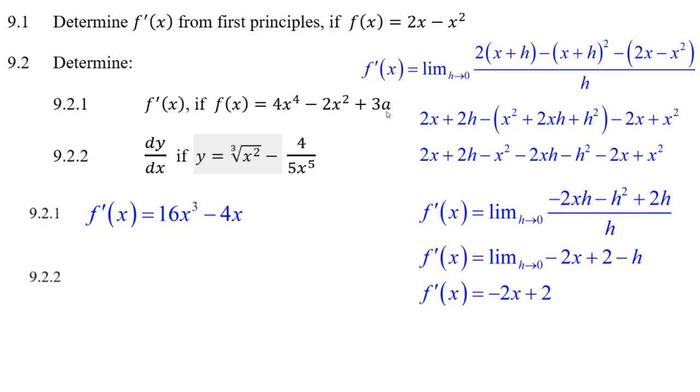Now, 3a, when you find the derivative, you're finding it with respect to x. So any other letters, just treat them as constants, and that means the derivative is 0. So there's nothing there at all. That's a little bit of a trick.